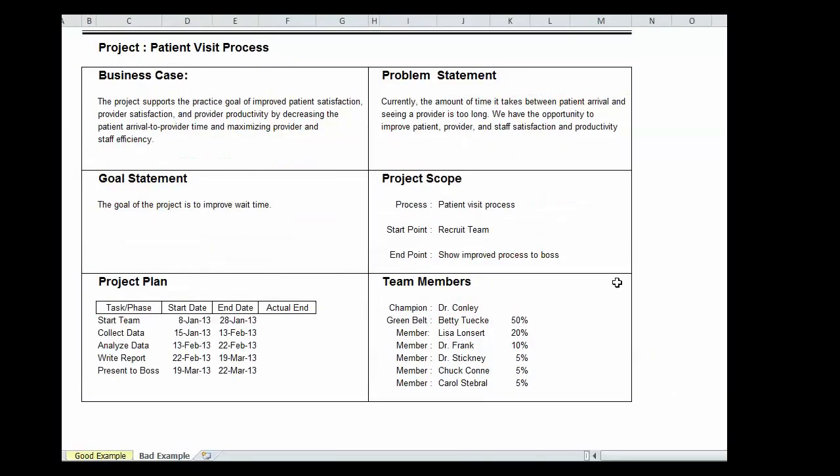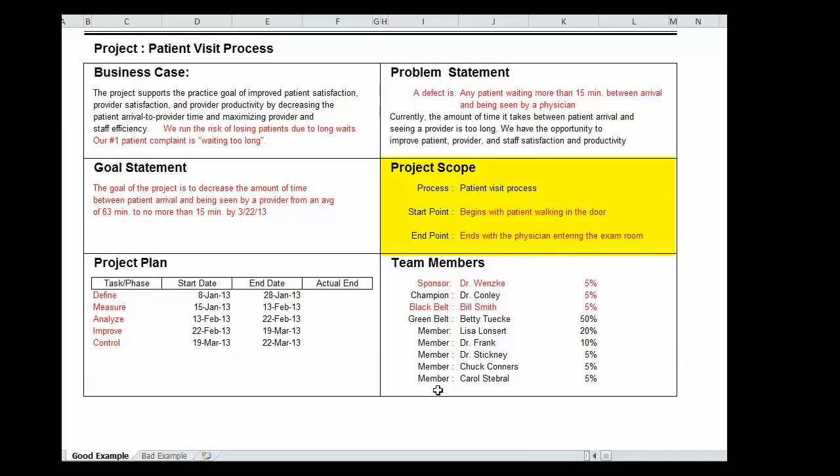Back to our example, under project scope, the start and end points they've put in here are the project start and end points. What we expect to see here are the start and end points of the process itself. In other words, if we had a SIPOC diagram, what would the first and the last step of the process be? Not where your project starts and ends. So if we look at the corrected example, we've added here that it begins when the patient walks in the door and it ends when the physician enters the exam room.